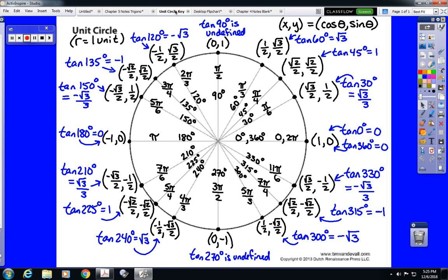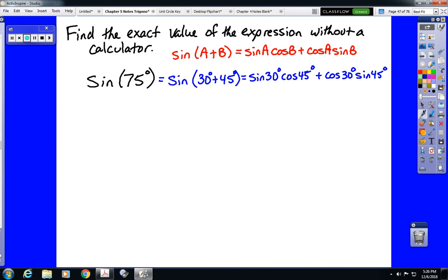So on your unit circle, and you'll notice we've added the tangents around the outside since the last time that we used it, we are looking at these points, and the points are the cosine and the sine of each angle. So for 30 degrees, the cosine is root 3 over 2, the sine is 1/2, and for 45 degrees, the cosine is root 2 over 2, and the sine is root 2 over 2. So we go back over here to our notes, and we replace these values with the values from the unit circle. The sine of 30 is 1/2.